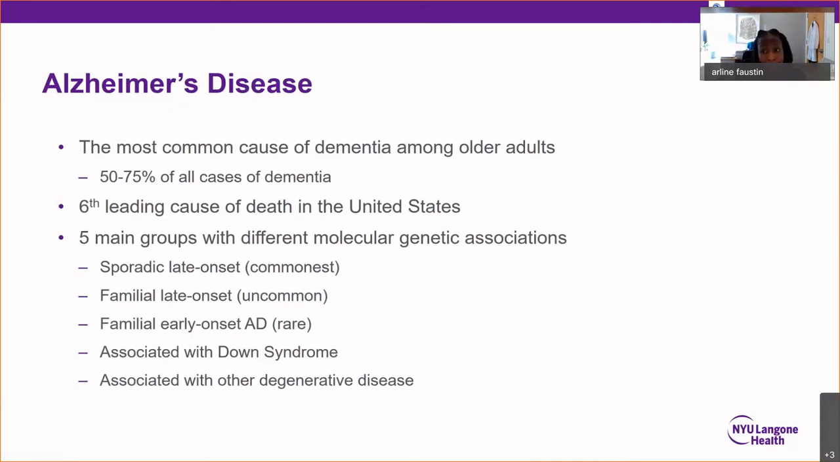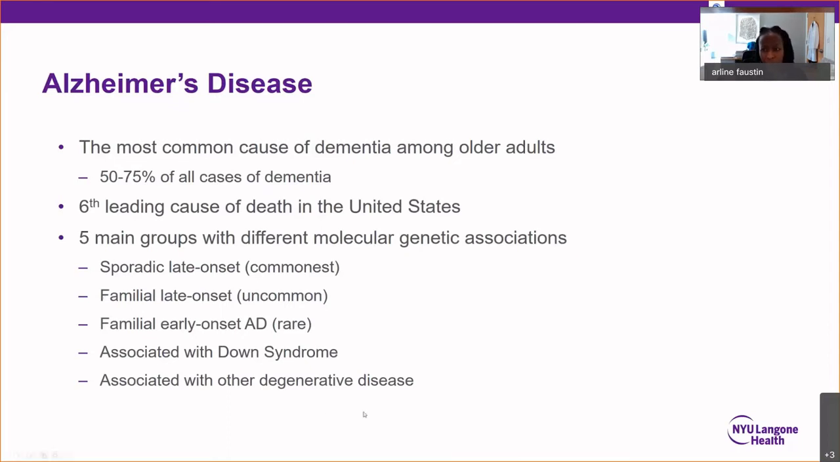Now, that isn't to say that it's not associated with molecules. So I'm sure you've been told about presenilin 1, presenilin 2, ApoE3, 4, those are the molecules that are associated with sporadic onset Alzheimer's disease. But that doesn't mean that it is passed on from family member to family member.